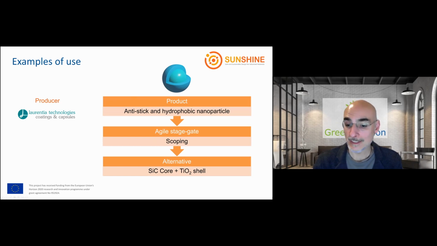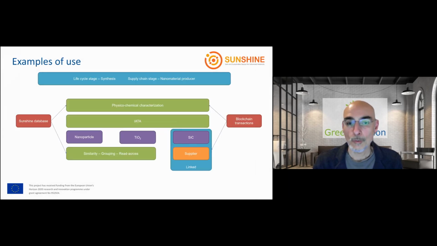So this is an alternative, because they can obtain the same product even with a different type of core and shell nanoparticles. So what they do is they start by specifying that they are in the synthesis lifecycle stage, for example, and they are regarded as nanomaterial producers in the supply chain stage. So they start, for example, with the physical-chemical characterization.